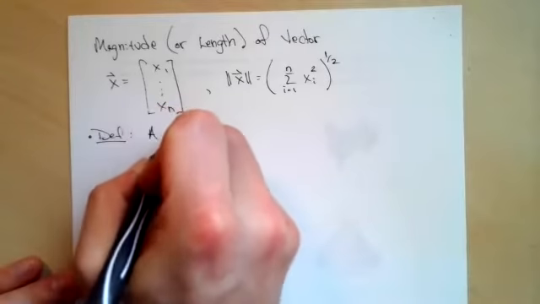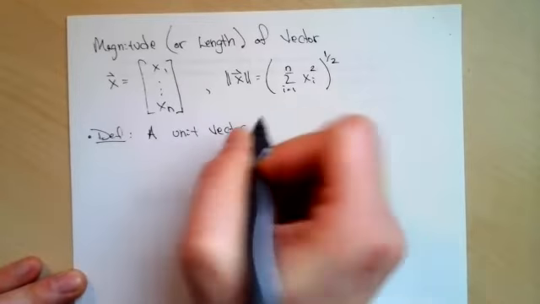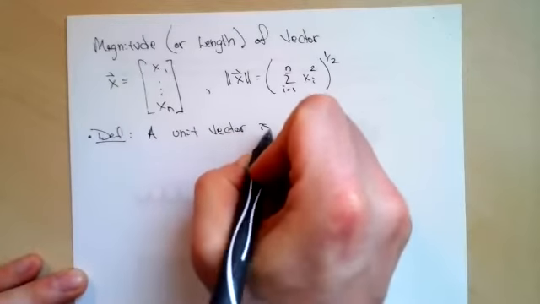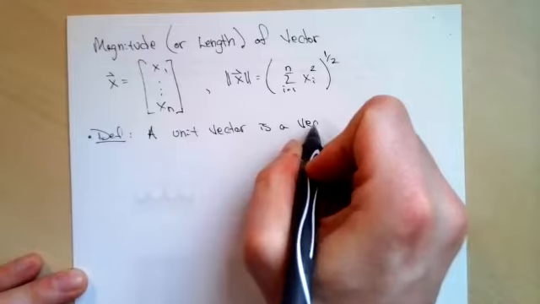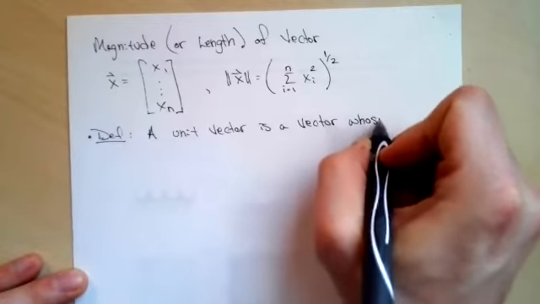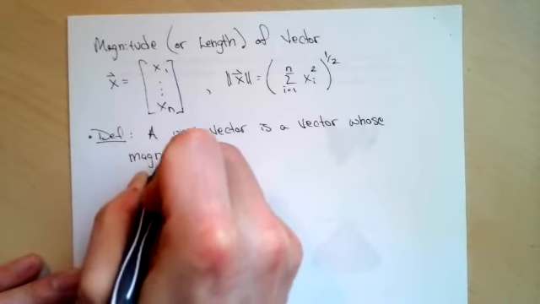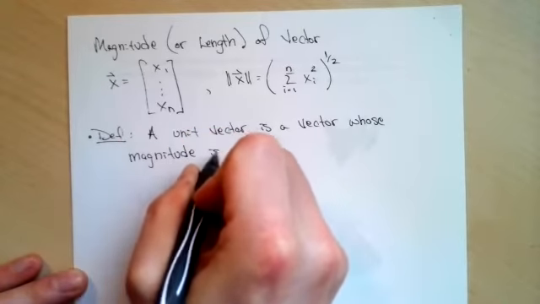So a unit vector is just a vector whose magnitude is 1.